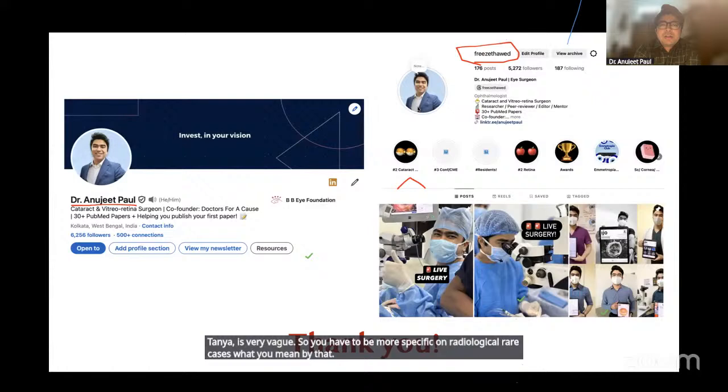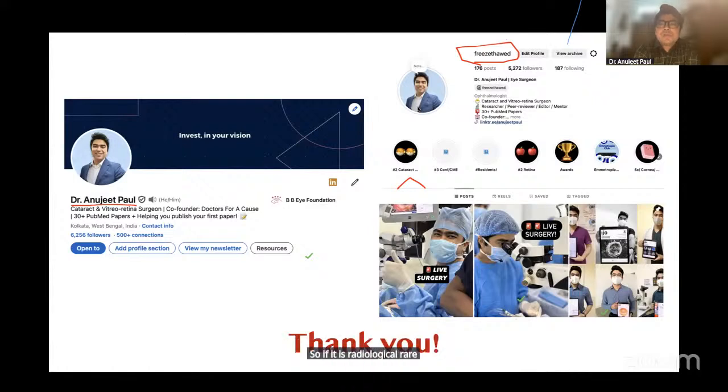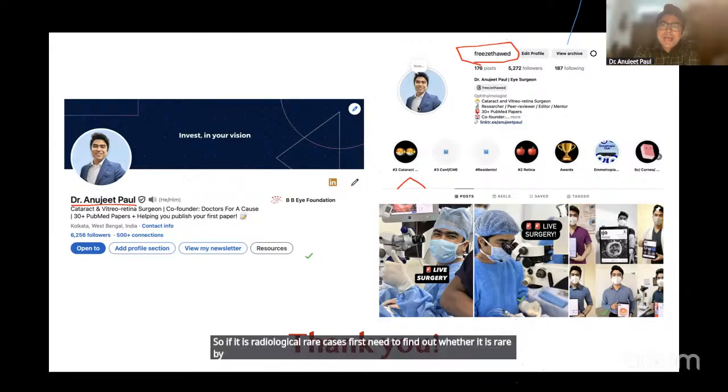If it is a radiological rare case, first you need to find out whether it is rare by our standards, or it is actually rare in the population by incidence and prevalence studies. If it is not rare, then you would not get a very good chance to publish it. But by incidence and prevalence studies, if what you have found radiologically is also very rare, then you can just report it as a case report. But ideally, it's better to collect a small case series and then report it.